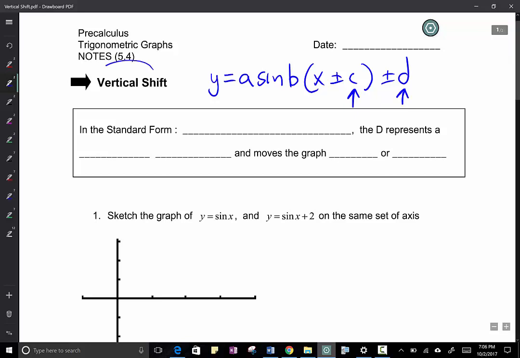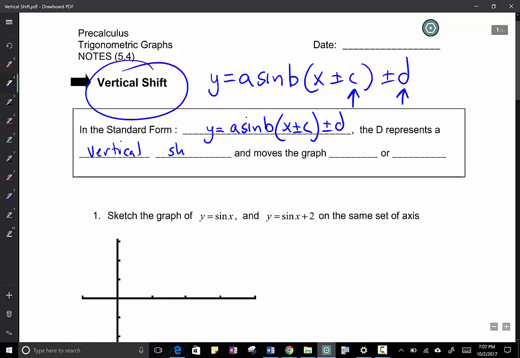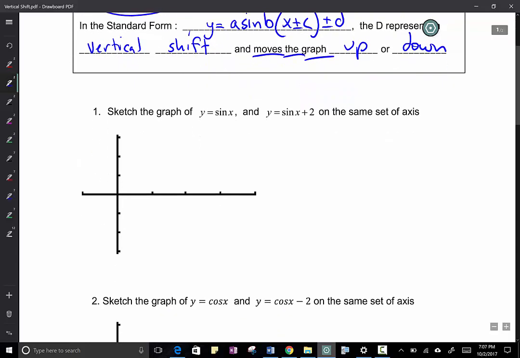So we're going to start with vertical shifts. Okay, in standard form, y equals A stands for the amplitude, then you've got sine or cosine, B determines your period, and then you've got plus or minus a number here and plus or minus a number here. The D represents a vertical shift, not stretch. It's actually going to move the graph up or down. Okay, so let's take a look.